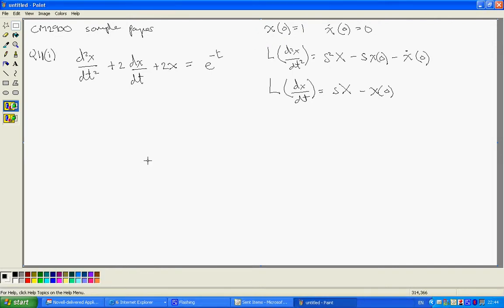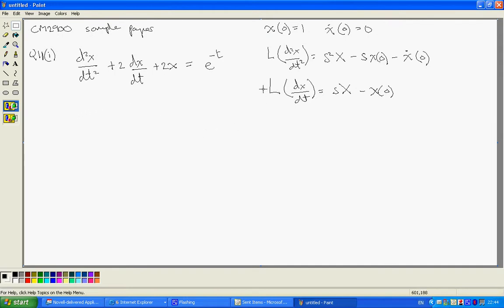This is CM2900 sample paper question 11 part 1. We've got this second order differential equation. We're asked to use Laplace transforms to find the transfer function X of s.